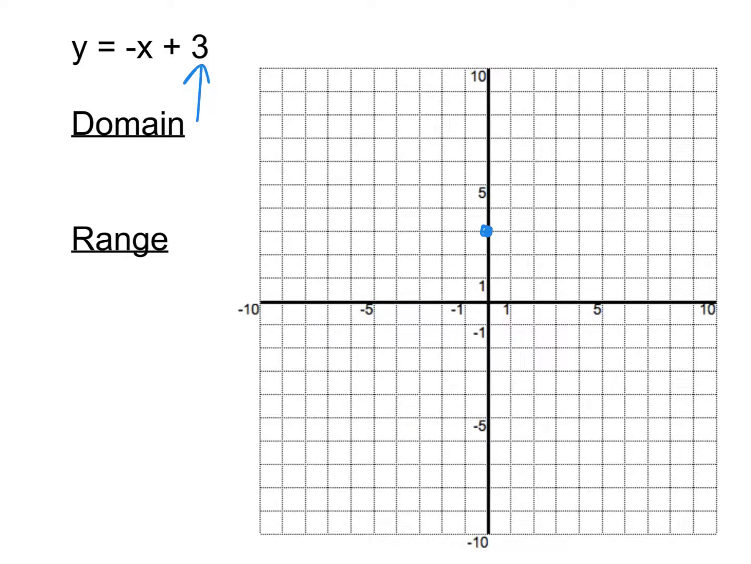Now the negative in front of the x, it's a reflection. And so instead of going over 1, up 1, I'm going to go over 1, down 1 from my starting point. And since this is going to be a line, it keeps doing that. And I know it's a line because there's no squared in there, there's no absolute value, there's no square root, there's no funky function going on inside of this. Anytime there's nothing else going on, it's just a line.